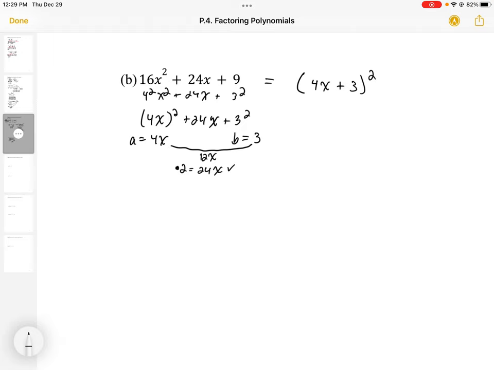And I like to check this in my head. Okay, if you could just square 4x, you're going to get 16x squared. Square 3, you get 9. That's the last term. If you multiply those two together and double it, you get the middle term. So this would be our answer in factored form.